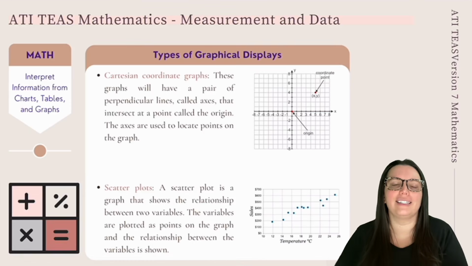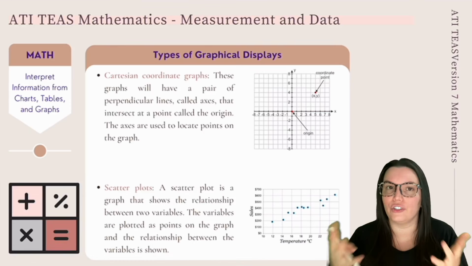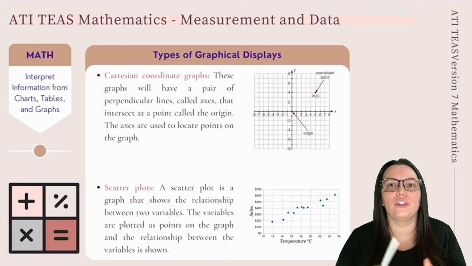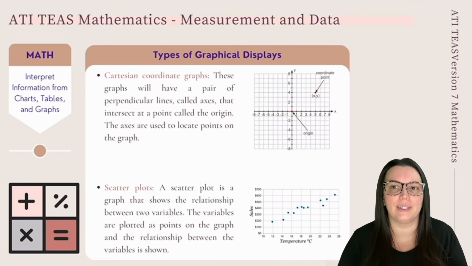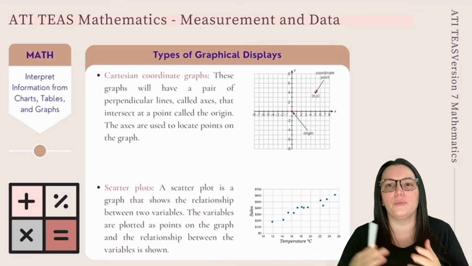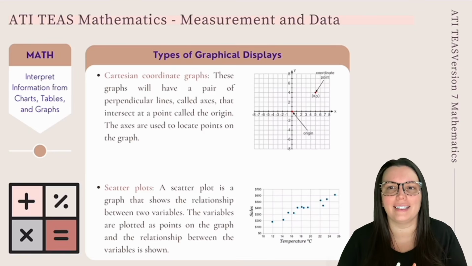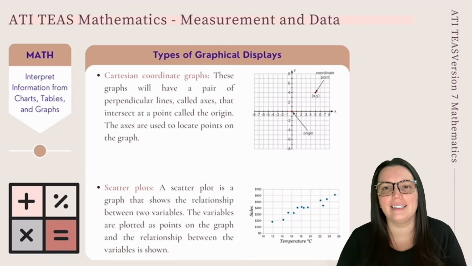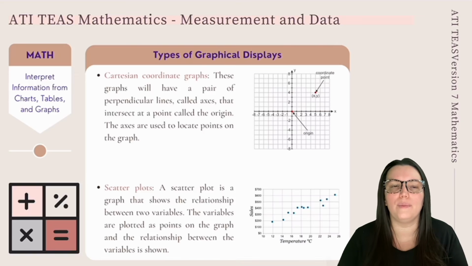So we're going to take a look at what some of these tables and charts and graphs are going to look like. We're going to start with Cartesian coordinate graphs. These graphs will have a pair of perpendicular lines called axes that intersect at a point called the origin. The axes are used to locate points on that graph.